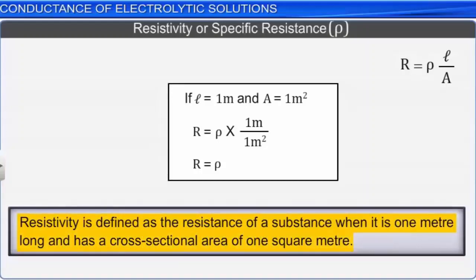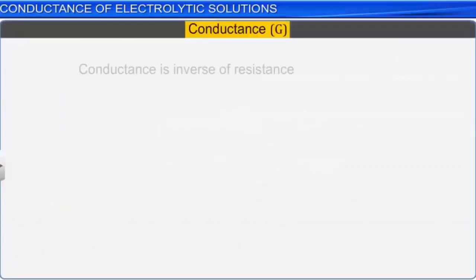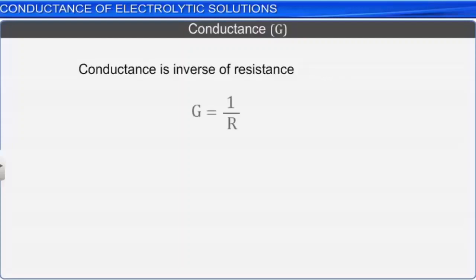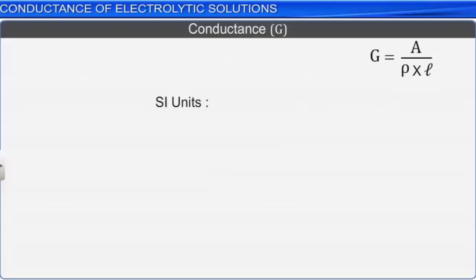Conductance, which has the symbol G, is the inverse of resistance. Thus, we can write that G is equal to 1 upon R. Since R is equal to ρ into length upon cross-sectional area, we can say that conductance is equal to area divided by ρ into length. The unit for conductance is the Siemens, which has been given the symbol S. Siemens is equal to ohm inverse or mho.